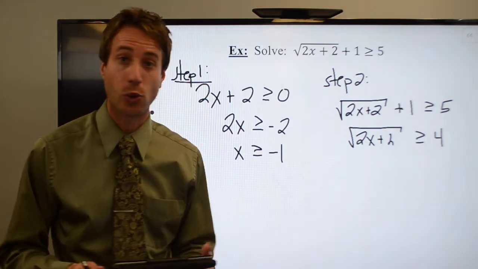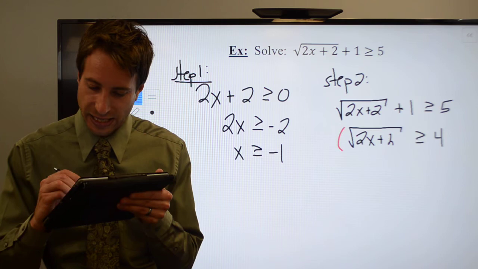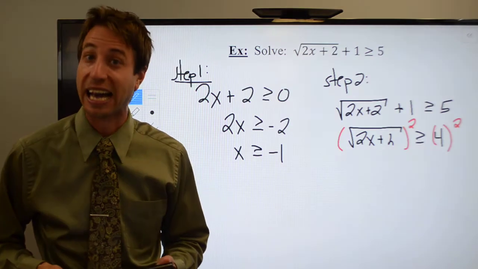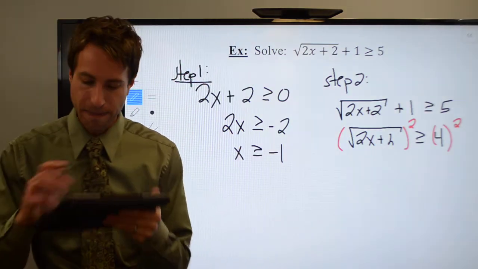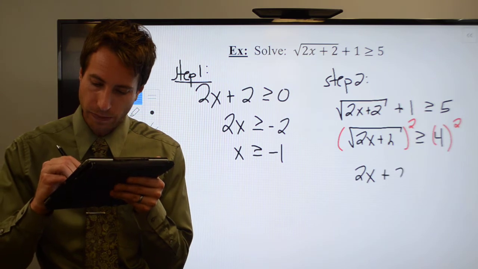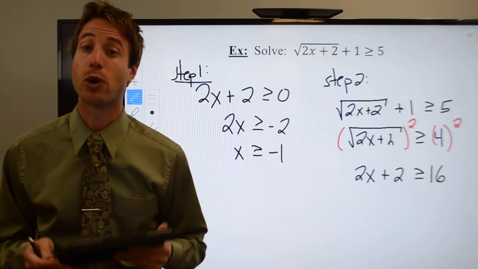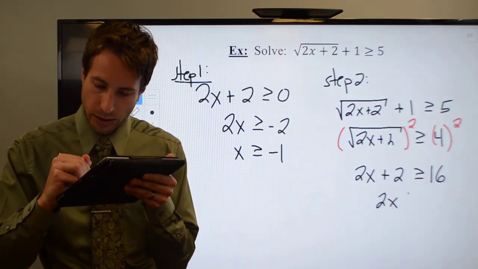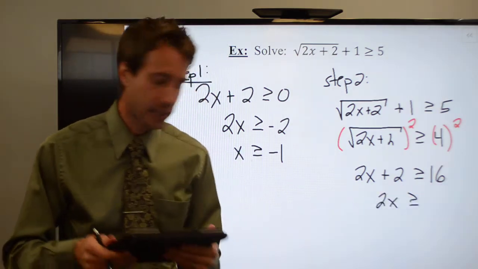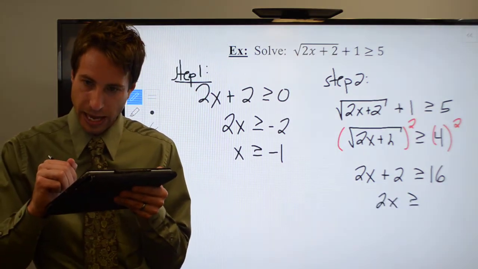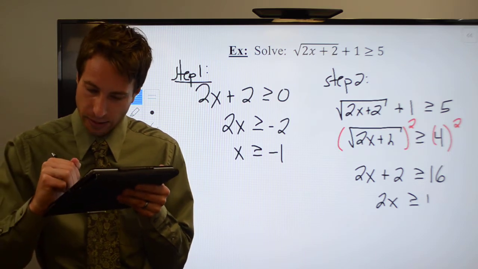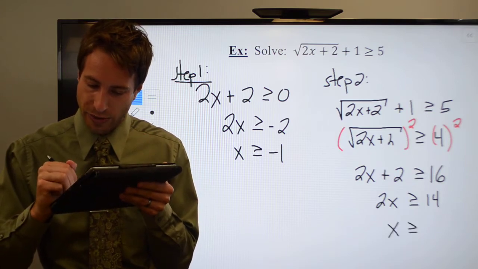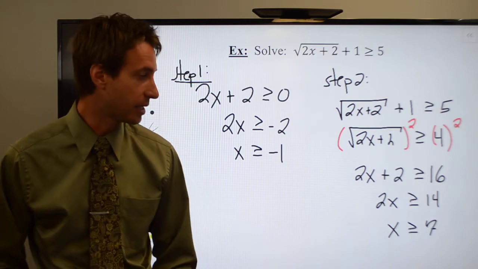Now, in order to get rid of the square root, we raise both sides to a power equal to the index, which in this case is going to be a 2. And I do it to both sides because algebra says whatever you do to one side, you have to do to both sides. Index and the power are the same, and so we have 2x plus 2 is greater than or equal to 4 squared, which would be 16. Subtract the 2 to the other side, 2x is greater than or equal to 16 minus 2, which is 14. And then I divide both sides by 2, so x needs to be greater than or equal to 7.